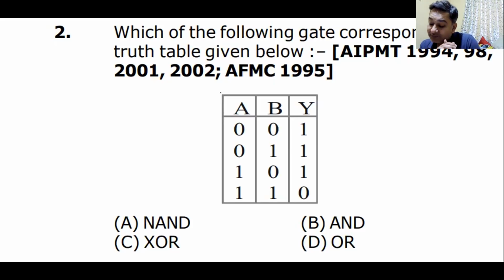0 and 0 gives 1. 0 and 1 also gives you 1. 1 and 0 also gives you 1. 1 and 1 gives you 0. Which is this gate we are talking about? Simple, 4 gates are given. NAND gate. The option A, B, C, D, tell me. Option A is the correct one.